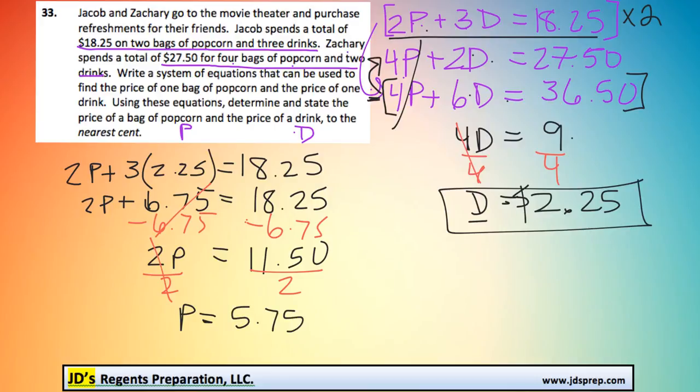So there we go. The drinks are $2.25 each, and the popcorn is $5.75 each.